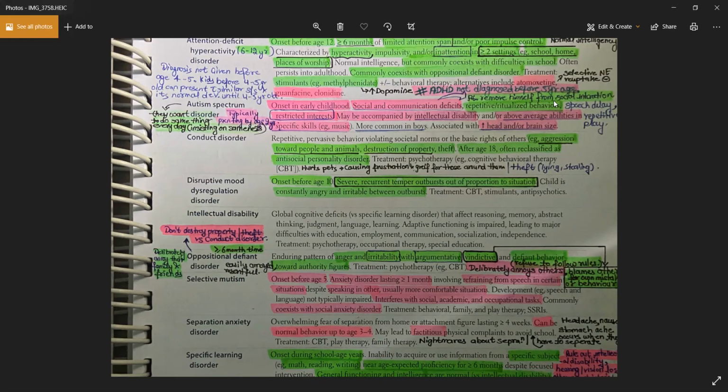They will have a speech delay. They will have repetitive play. They will always insist on sameness. They always want the same schedule, the same toy, the same thing at the same time. They have restricted interests. They can have intellectual disability, or they can have above average abilities, like very specific skills, where they become a super great musician, or something like that.